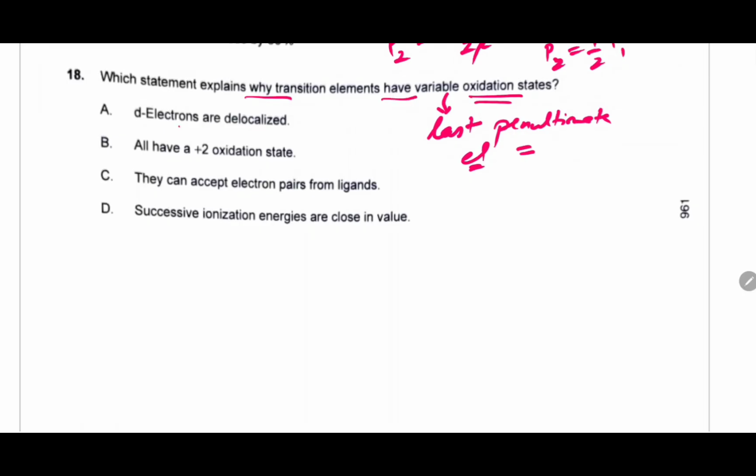Option A: D electrons are delocalized. All have plus 2 oxidation state. No. D electrons are delocalized, that is also not correct. They can accept electron pairs from ligands, also not correct. Successive ionization energies are closer with each other. Due to this, the last and the penultimate shell electrons participate, and the answer is D. For question 18, answer is D.